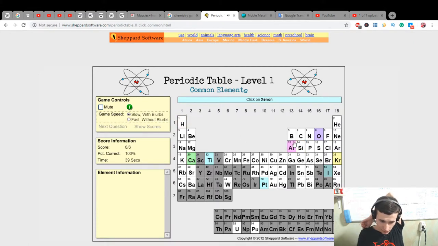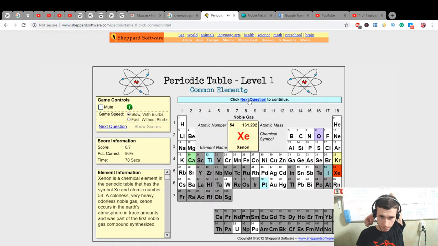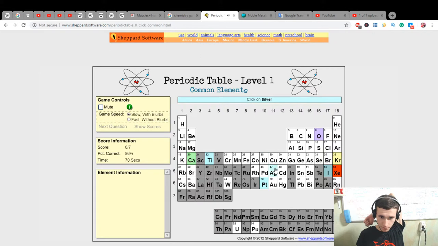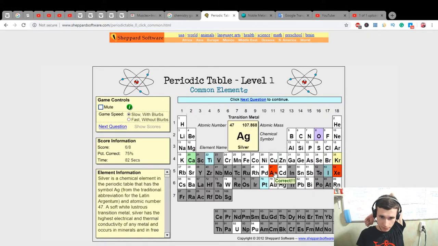Xenon. Oh no, it's a thing. Xenon. Ah, yes. Silver. Where is silver? Silver is argentum. Great.